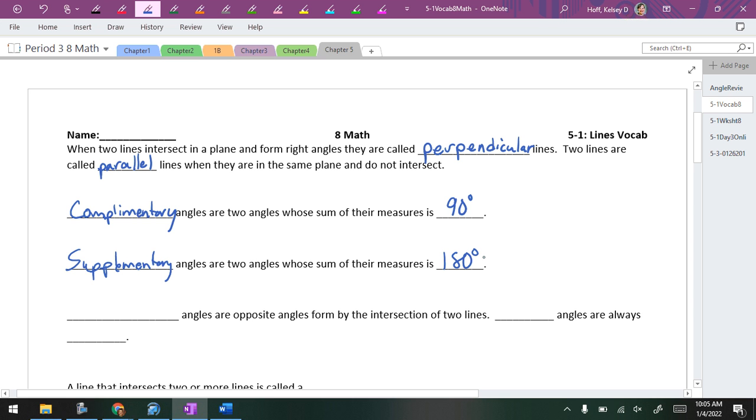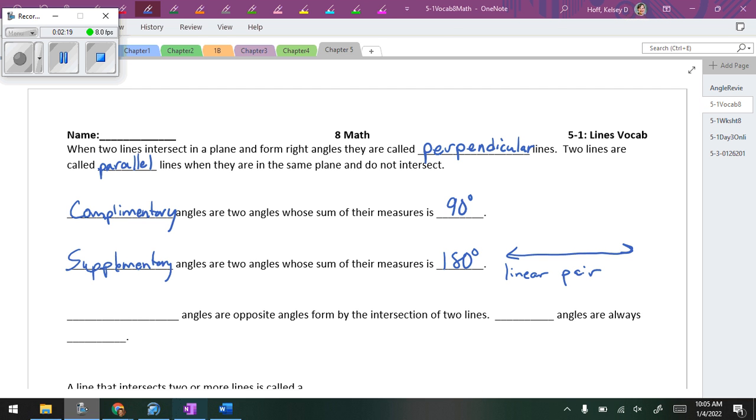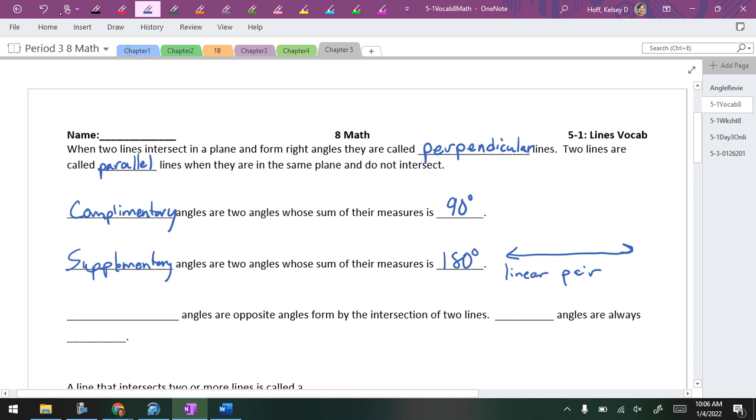I'll be honest, you're going to use supplementary more than complementary. Okay, and we talked yesterday, supplementary are really angles that form a line. They may not say these angles are supplementary, but you can point out to me, Miss Hoff, those two angles make a line. They also sometimes are called linear pair. So you're going to use supplementary more than complementary, but it's good to know both. But just remember linear pair, which makes sense. Linear means line, pair means two. So angles that form a line.